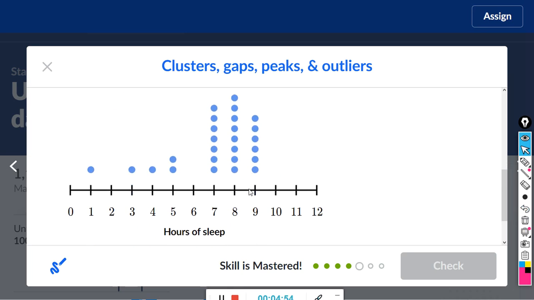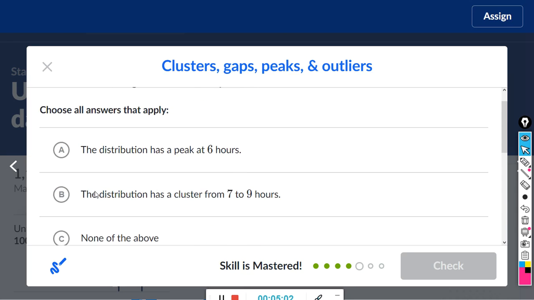Cluster from 7 to 9. Yes, if you look at 7 through 9, there are dots on every number. So this is definitely a cluster right here.